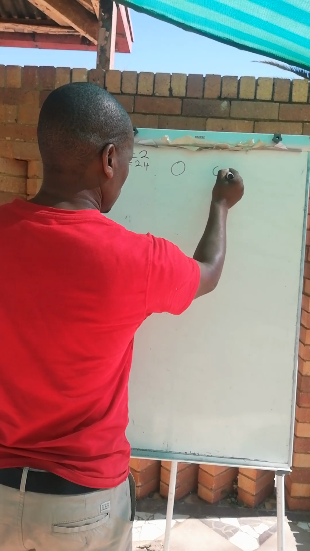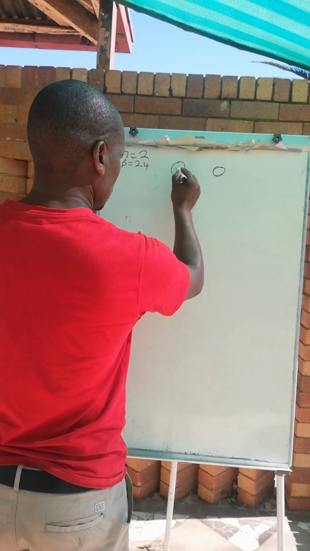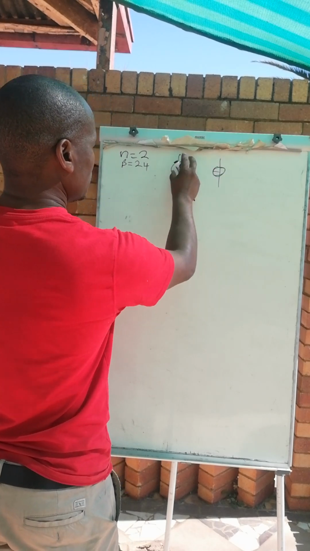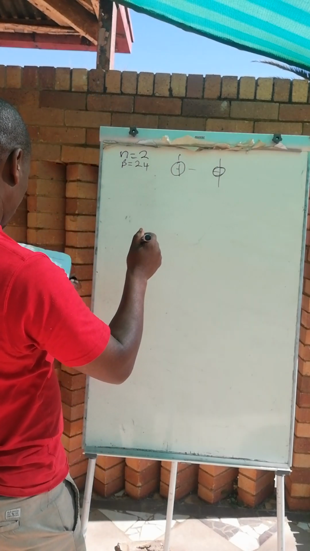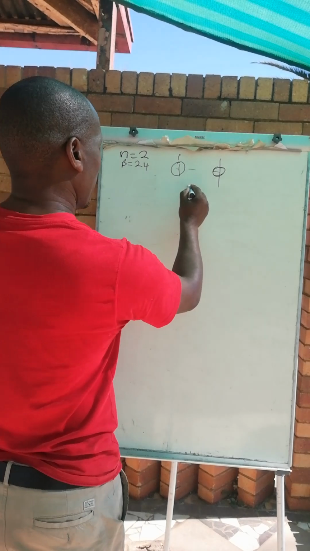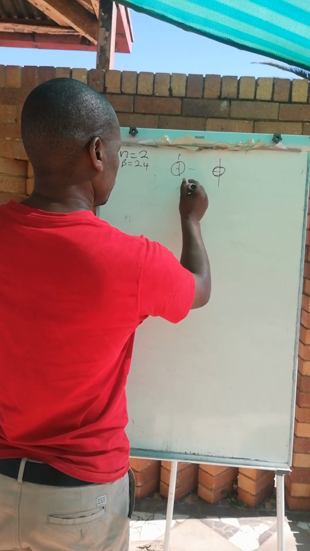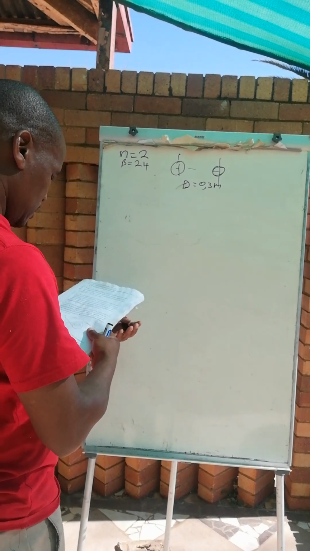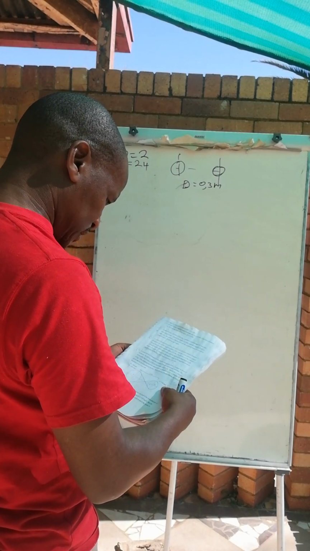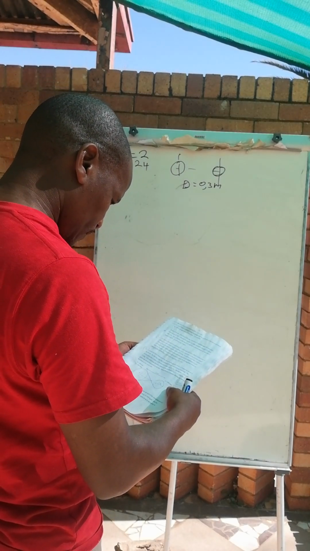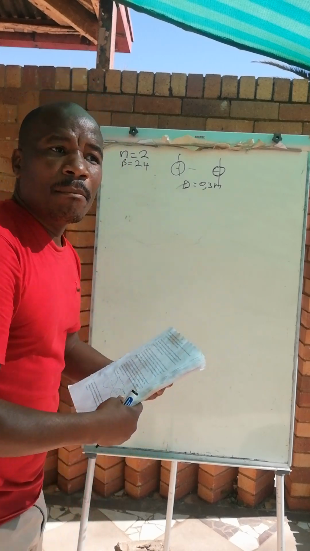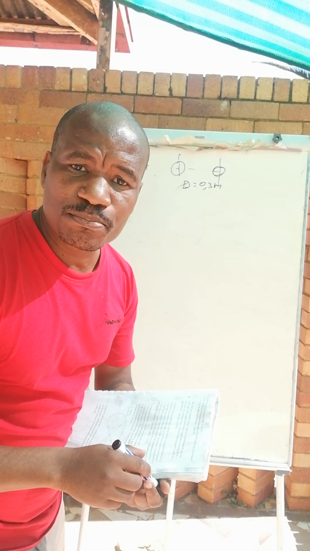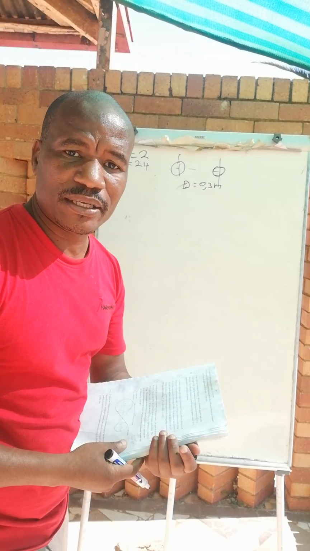The diameters from here to there are equal. These two pulleys are equal. They've got a diameter of 0.3 meters. Let's see. And they are mounted on parallel shafts. They operate at the same speed. That's what the statement says.